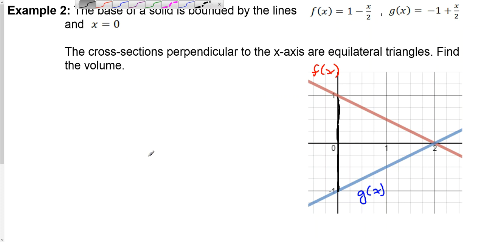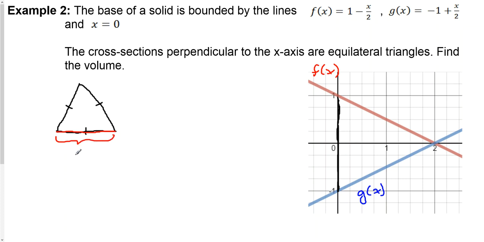Well, our cross sections are perpendicular to the x-axis and are equilateral triangles. So our cross sections are going to look like this. This is an equilateral triangle here, okay? And so we can sort of say that each one of these are the same. Now, what we need is, and just to illustrate this, the base of our triangle would be along here like this. We can call this our base. On our diagram, that would be the line from here to here. Okay, or if I slid it to the left or right, that base would get shorter or longer.